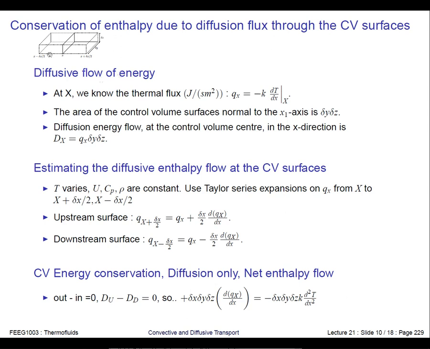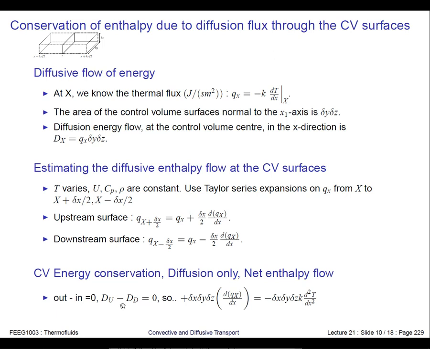We want to work out the fluxes at these two things, the upstream and the downstream faces, and we can extrapolate our flux Q up and down the control volume away from x, and we can come up with these two expressions to work out what this flux is. And then we do the same thing that we did before, and we say, well, if there's no convection, the amount of diffusional energy flowing into the control volume must be the same as the diffusion energy flowing out, because there's no accumulation.